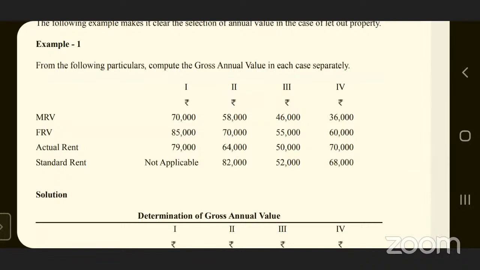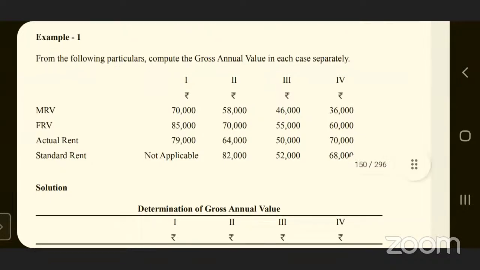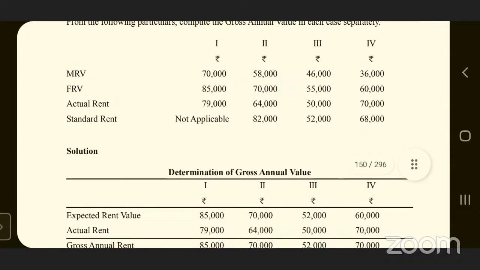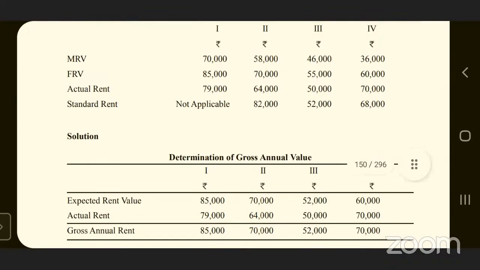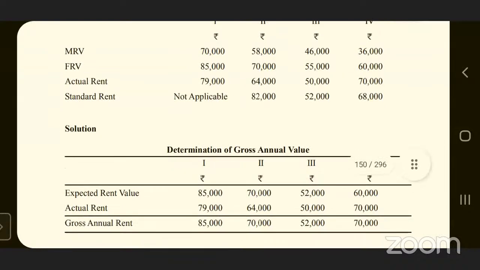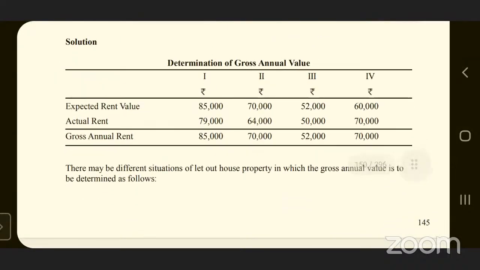Here there is a small example. He is asking us to compute the gross annual value. I will explain the first and second situations. He has mentioned FRV, MRV, actual rent and standard rent. Under situation 1, he has not mentioned the standard rent amount at all, which means that locality does not come under the purview of the Rent Control Act.